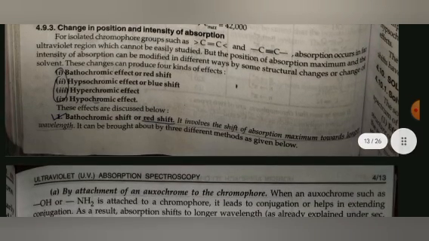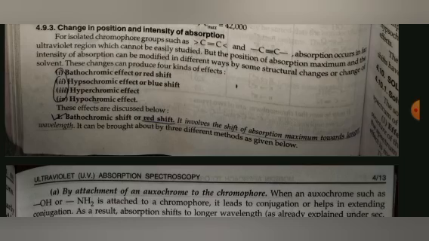Change in the position and intensity of the absorption. For isolated chromophore groups such as carbon double bond carbon and carbon triple bond carbon, absorption occurs in the far UV region, which cannot be easily studied. But the position of absorption maximum and the intensity of absorption can be modified in different ways by some structural changes or the change of solvent. These changes can produce four kinds of effect. First is bathochromic shift or red shift. Second is hypsochromic shift or blue shift. Third is hyperchromic shift. Fourth is hypochromic effect. These effects are discussed below.